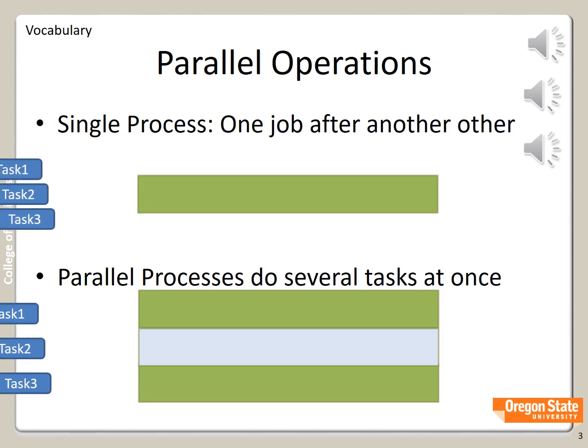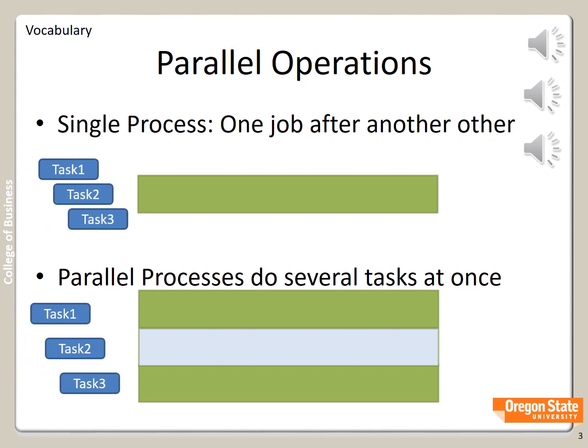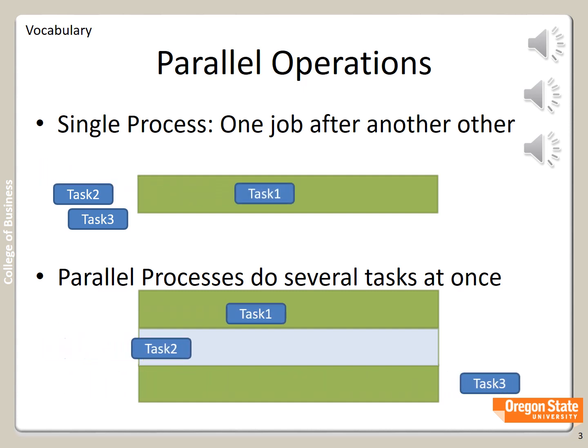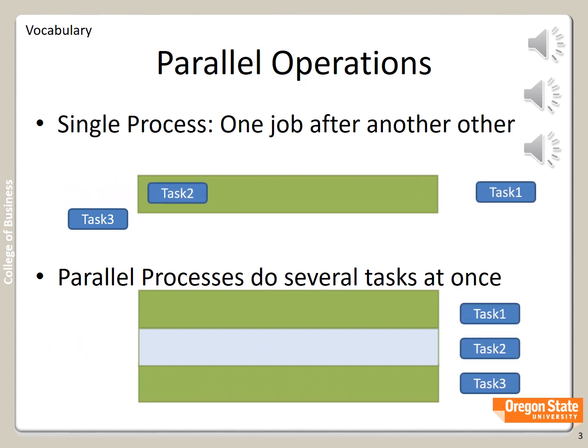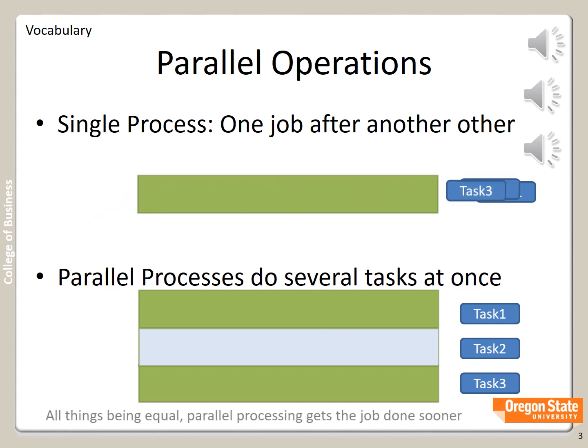Running process tasks in parallel means that several steps are happening at the same time. In the first animation, tasks 1, 2, and 3 will each take the same amount of time in both the single and parallel process groups. Watch how this works in the animation. Because the parallel process tasks run together, they finished well before the single process group.